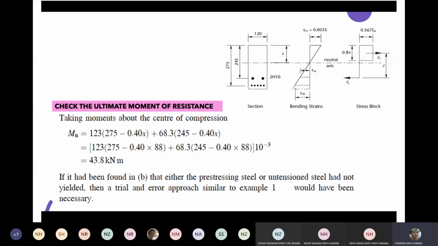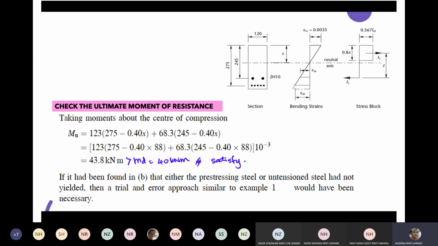So we have to compare this ultimate moment of resistance with the design moment that is provided in the question, which is 40 kilonewton meter. Now we know that the ultimate moment of resistance of our section exceeds the design moment. Therefore this satisfies the requirement of the ultimate moment of resistance.